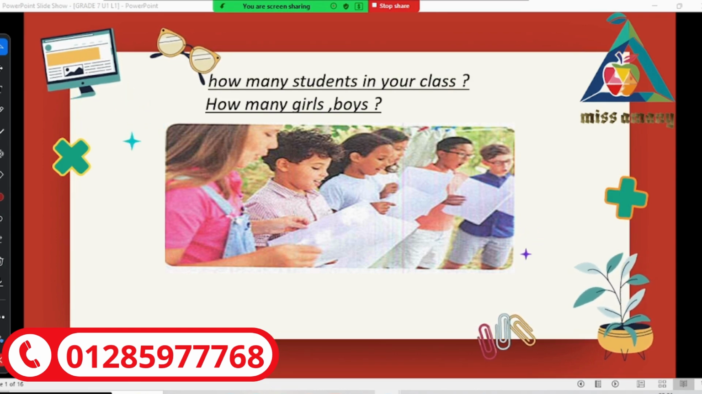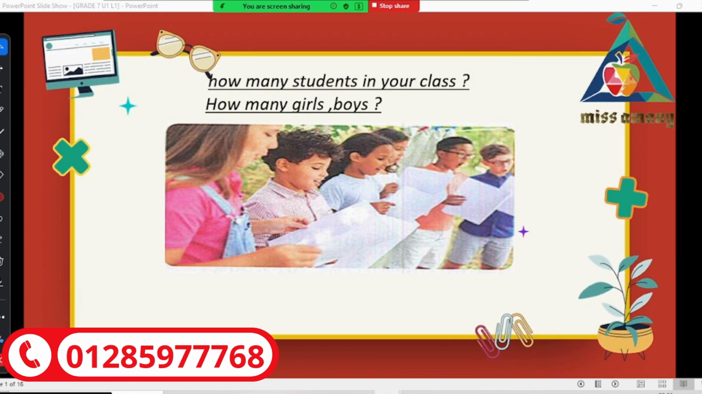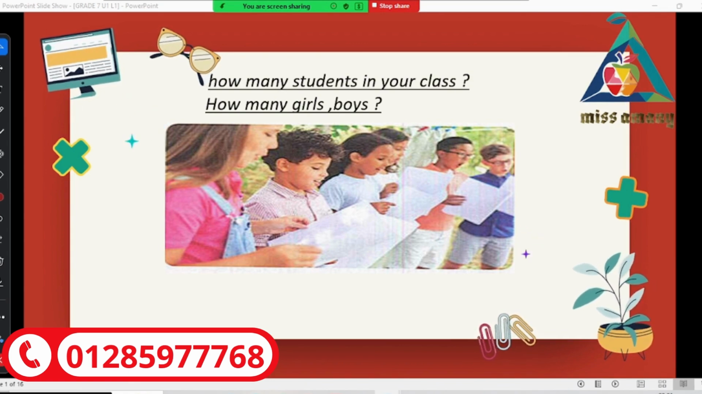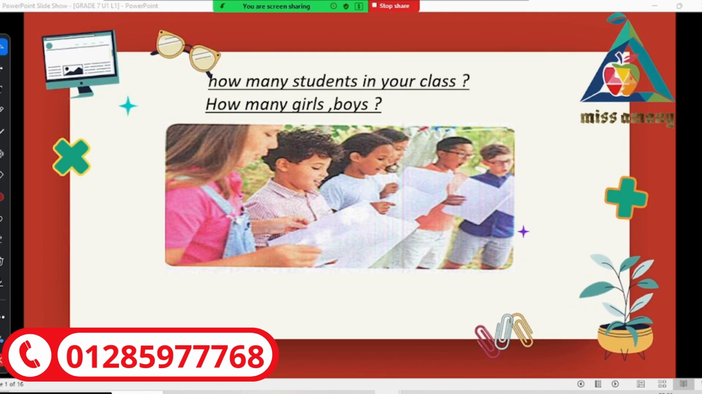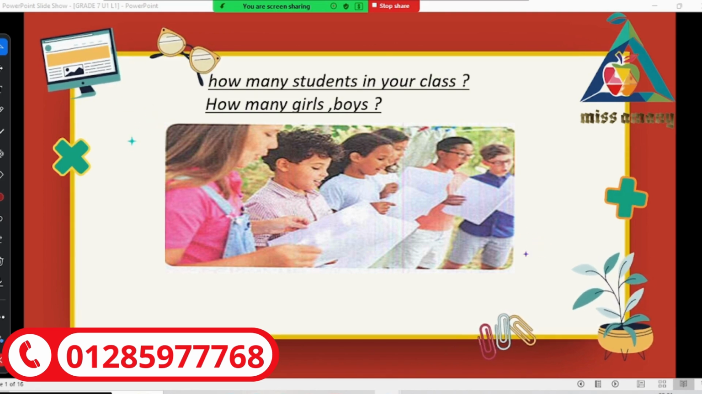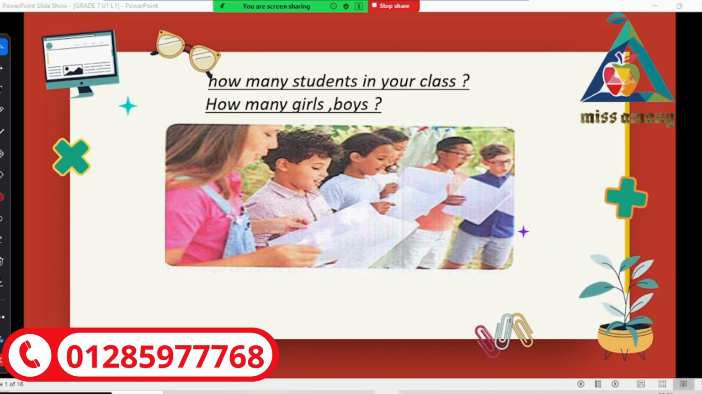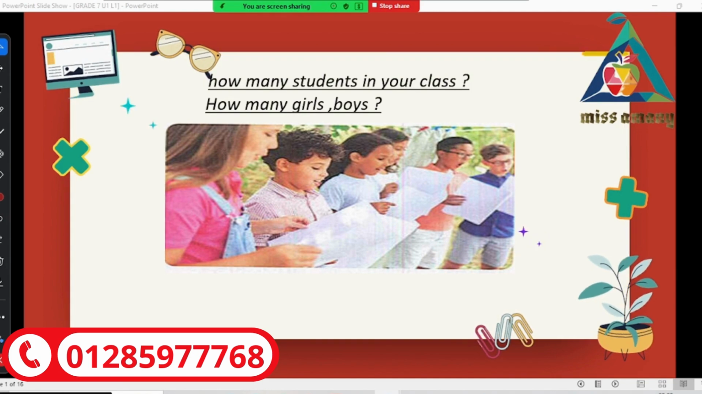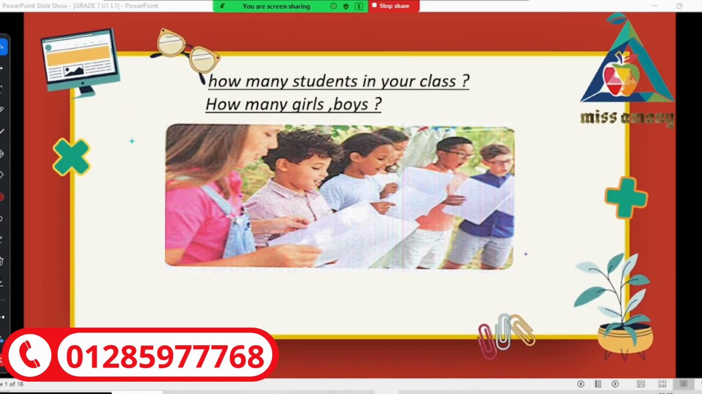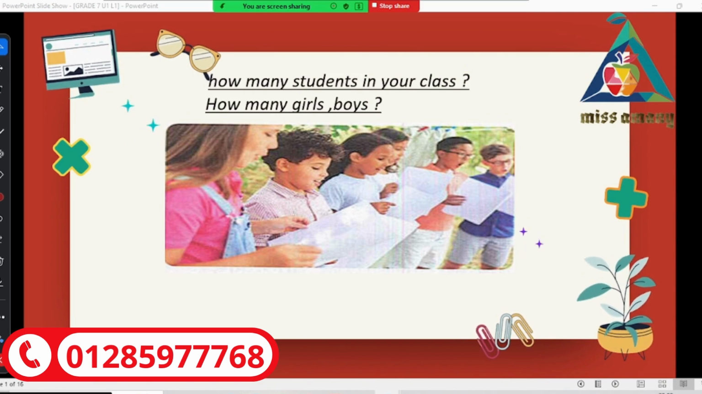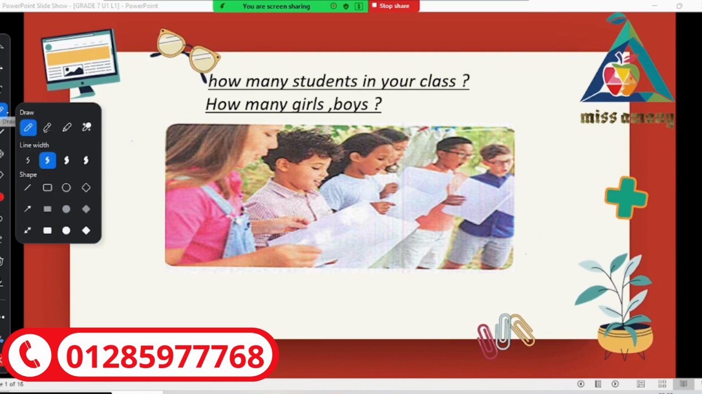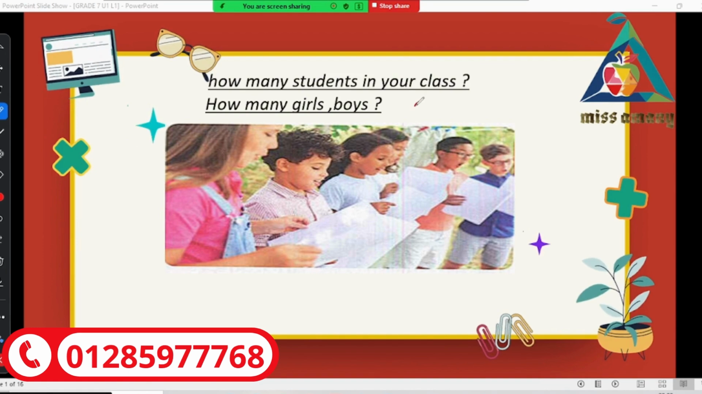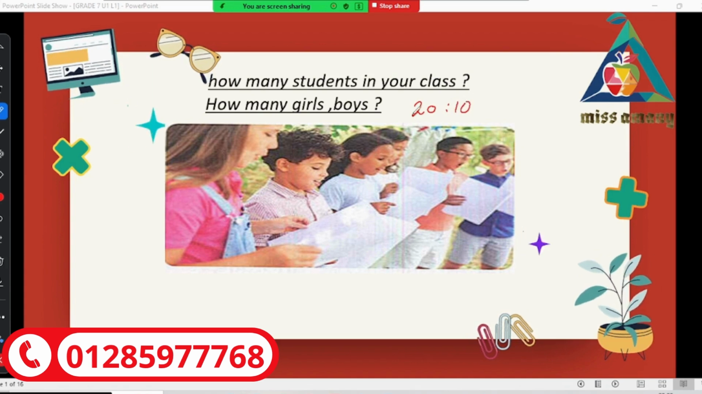Let's move to see what is in our picture. Here we have in our picture a number of girls and a number of boys. Could you tell me how many girls or boys are in your class? For example, maybe 20 girls to 10 boys. We can say we have 20 girls in my class and 10 boys.